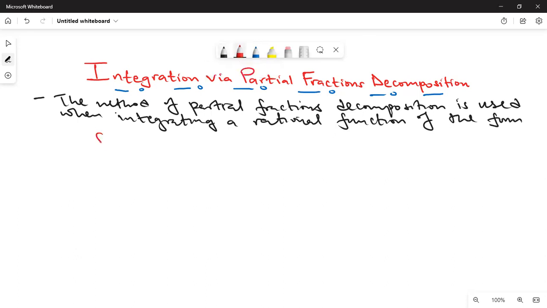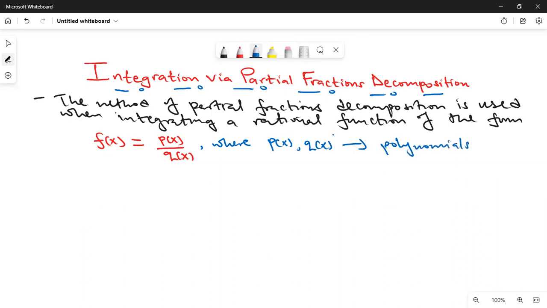So your integrand f of x should be of this form, p of x over q of x. So you're integrating f of x with respect to x. It is a rational function where we have a numerator and also a denominator. Now, p of x and q of x are polynomials.